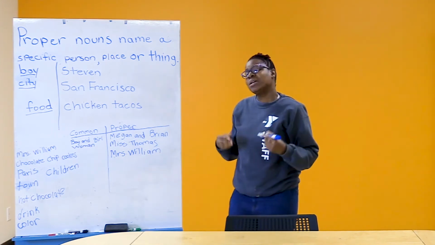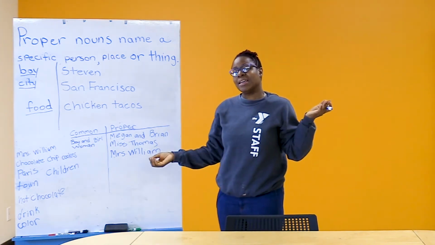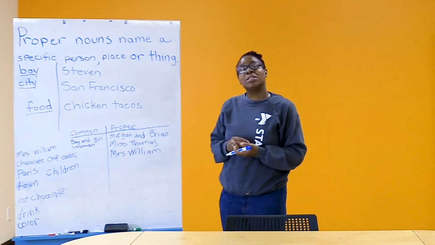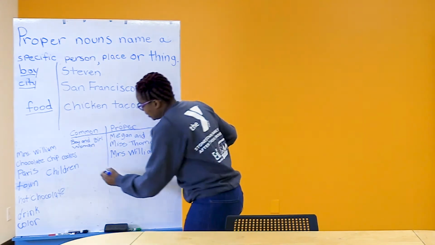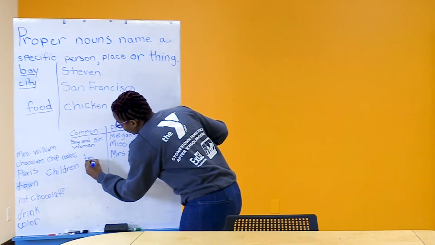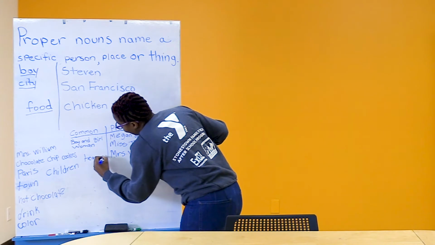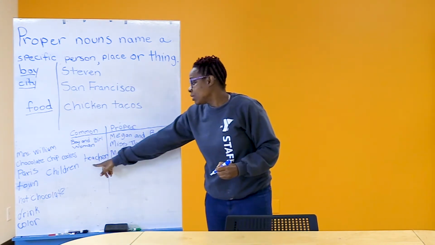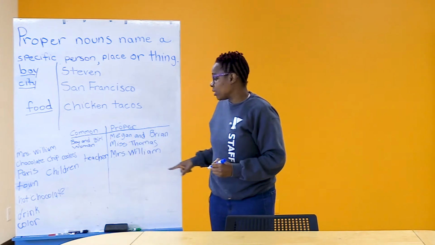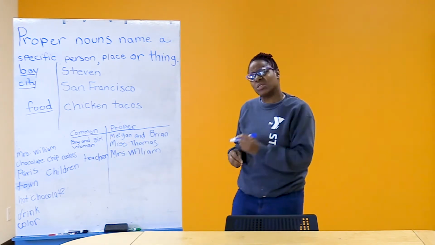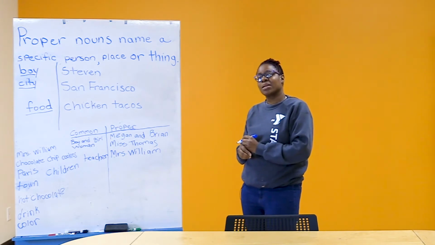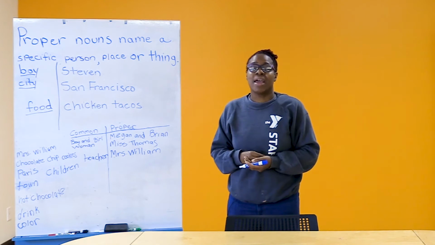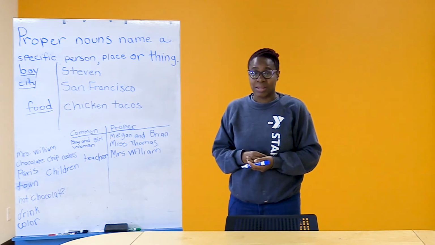All right, but I don't want to just leave Mrs. William hanging. Let's go ahead and give her a common noun. Let's call Mrs. William a teacher. Let's see, teacher. So I have the common noun as teacher, and I have the proper noun as Mrs. William. Let's try to use that one in a sentence. Mrs. William loves to water her grass every other day.